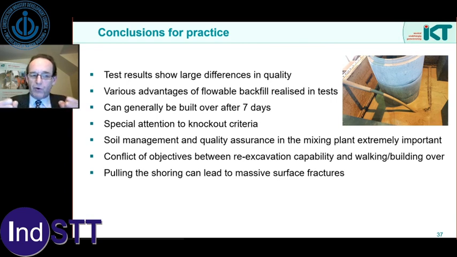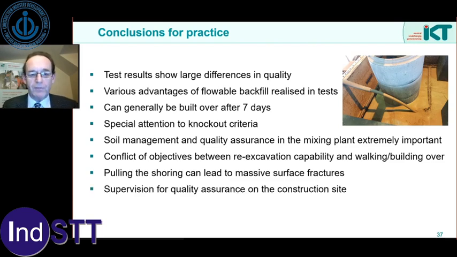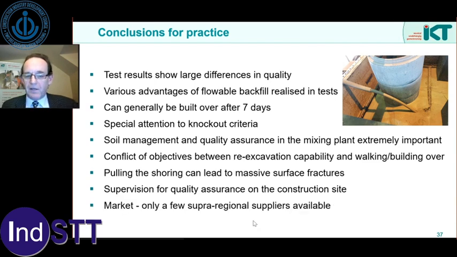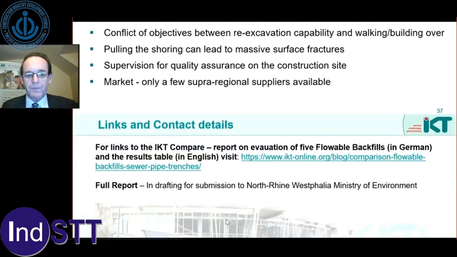We discovered that when you pull the shoring out, you can get disturbance, and that is a bit of an art getting that right and knowing when to remove the shoring. So that's based upon experience. And quite clearly, there is a requirement for quality assurance and supervision on the construction site. We realised as well in Germany there were very few suppliers that could supply across the whole of Germany, so it tends to be more a sort of a local supply is the way in which this market works.